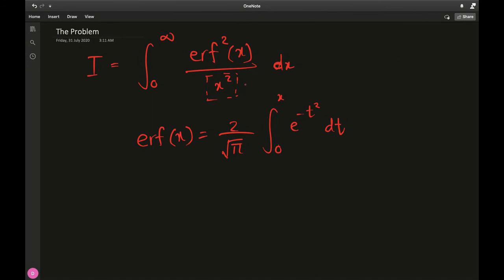Because there is actually a property we can use to reduce the power of the polynomial in the denominator. That technique is called integration by parts. And what are we going to differentiate? What are we going to integrate?